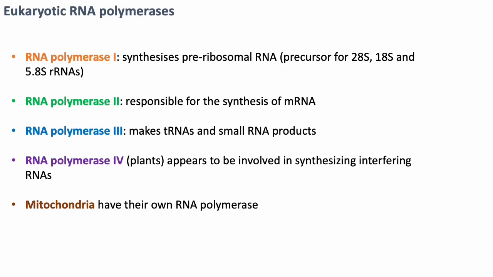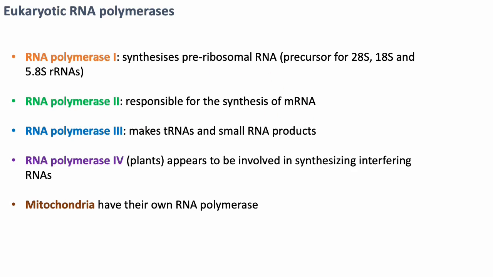So if we consider eukaryotic RNA polymerases, there are several polymerases in eukaryotes. We have RNA polymerase 1, which synthesizes pre-ribosomal RNA, or precursors for 28S, 18S, and 5.8S ribosomal RNAs. RNA polymerase 2 is responsible for the synthesis of messenger RNA. So it's solely responsible for messenger RNA.